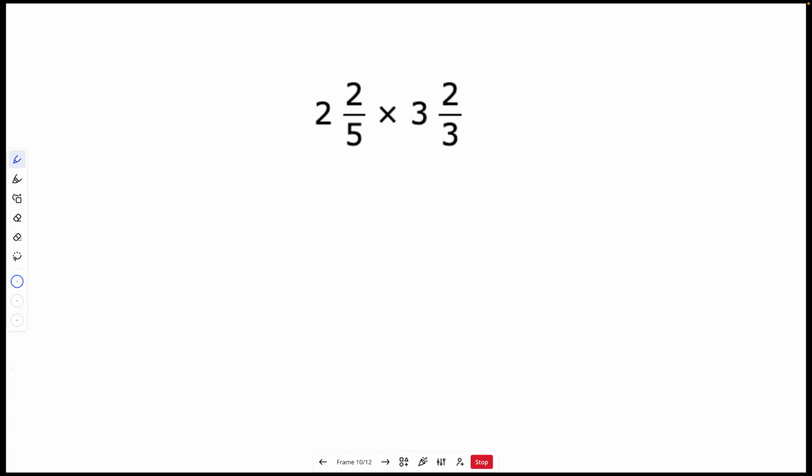All right, for this last type of problem, you'll notice that these are mixed numbers, okay? And we said at the beginning you should know how to change these into improper fractions. So when I change the first one, I would get 12/5 times. And for the second one, I would get, let's see, 11/3. And now we just multiply the same way we do.